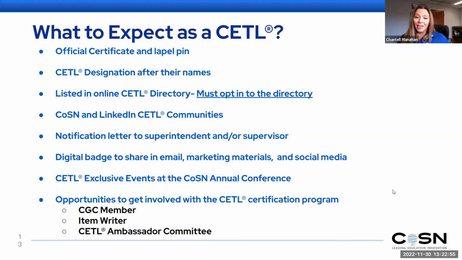So you've taken the exam, and immediately you know if you passed or not. What can you expect as a CETL? Well, you'll get an official certificate that hopefully you'll frame and put in your office or in your home. You'll get a lapel pin, CETL. You'll get the designation after your name, so add some letters to the end of your name.